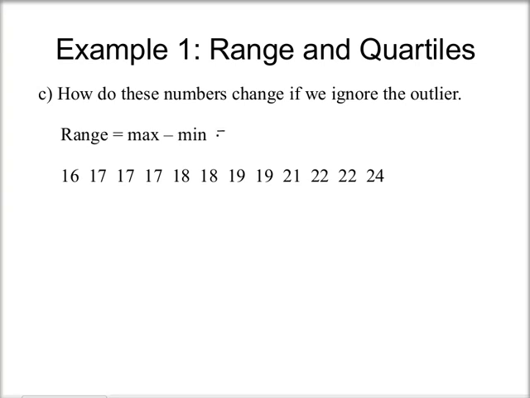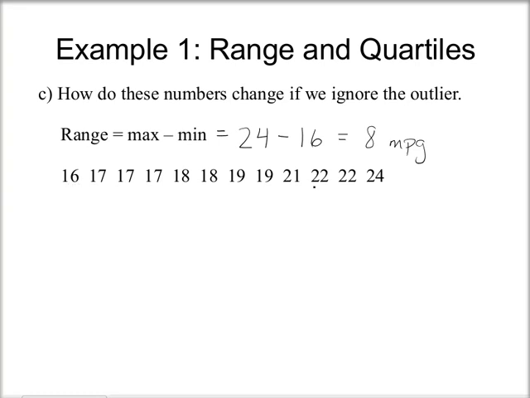My range is the max minus the min, so that will be 24 minus 16. Now my range is 8 miles per gallon, which is much smaller than what we had before. Much smaller. We had 35 miles per gallon as our range before. Now to find the quartiles, first we want to find the median of the data set.